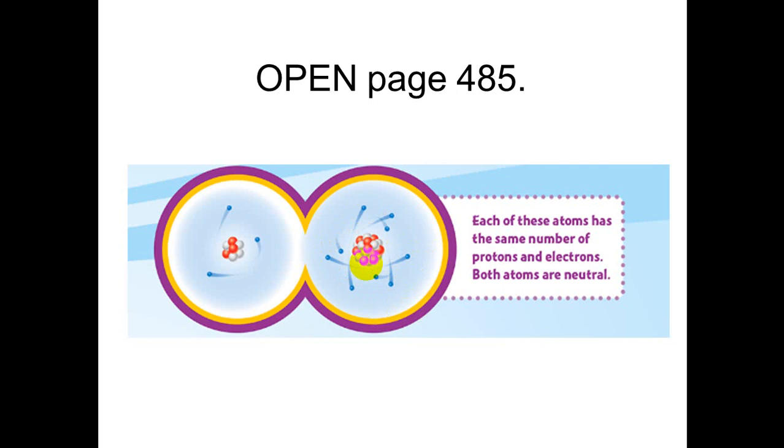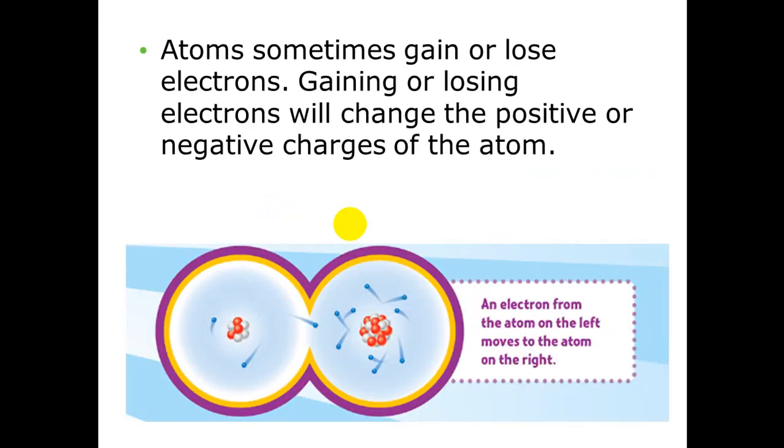So both atoms here are neutral. They don't have any charge because they have an equal number of protons and electrons. But atoms sometimes gain or lose electrons. Gaining or losing electrons will change the positive or negative charge of the atom. How? Look at the second picture on the same page.